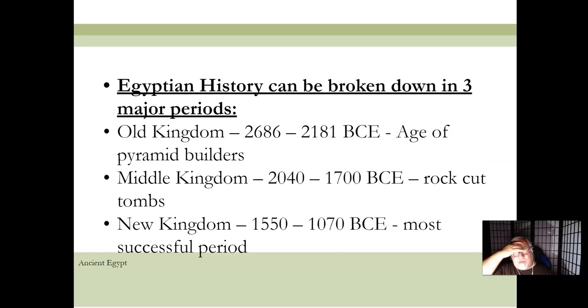So Egypt is going to be easy for us too, just like prehistory. It's broken down into 3 periods: Old Kingdom, Middle Kingdom, New Kingdom, just like prehistory: Old Stone Age, Middle Stone Age, New Stone Age. Again, the dates don't matter, but I do want you to notice that there is a big break. 2181 BCE is the end of the Old Kingdom, but the New Kingdom doesn't start till 141 years later.